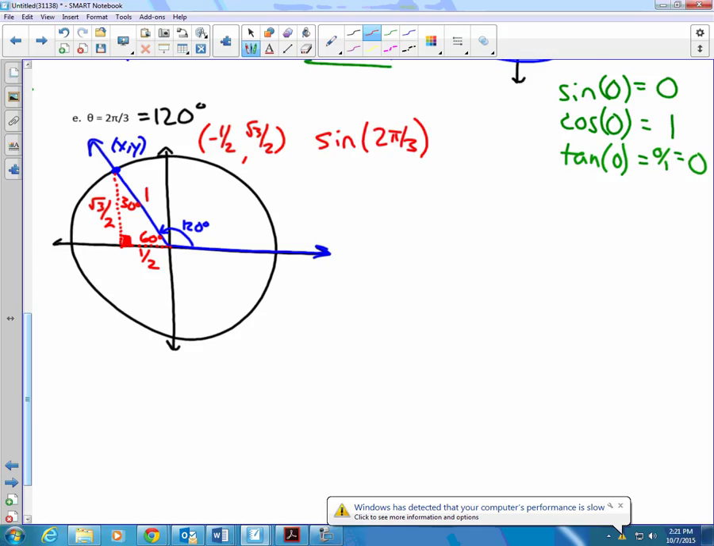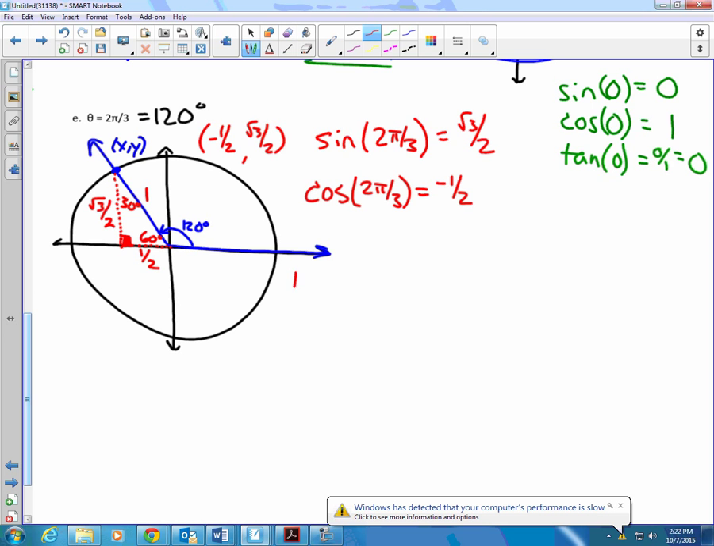Sine is what? What's the ratio? Y over R. What's the y value? And we divide that by 1, you just get root of 3 over 2. Cosine of 2 pi over 3. How do you get the cosine of 2 pi over 3? You take, what's the ratio? X over R. And what is R? 1. So you just take X, which is negative 1/2, and divide it by 1, which is negative 1/2.